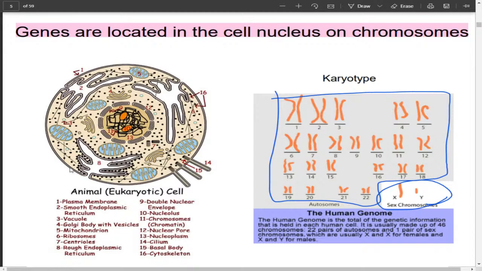Rough endoplasmic reticulum. Number 7, we have the centrosomes or centrioles. What is number 7? I cannot find it in this slide. Maybe it is hiding somewhere.